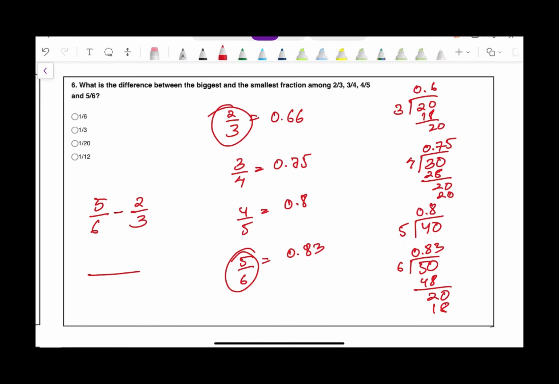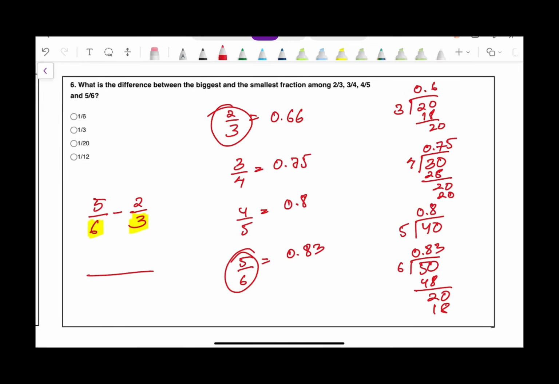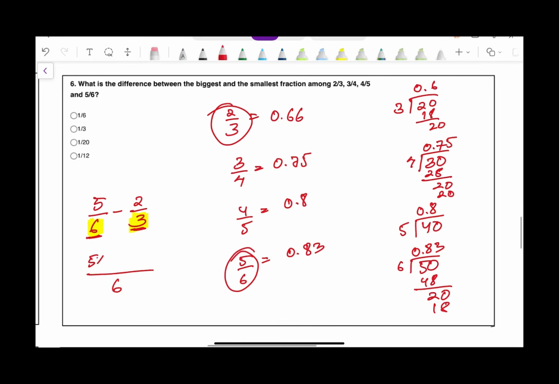If you look here, you have 6 as a denominator here, 3 as a denominator here. So the LCM of 6 and 3 will be 6. Why? Because if the greater number is in the multiplication table of the smaller number, then the greater number will always be the LCM. So 6 is the LCM. 6 times 1 is 6, so 5 minus 2 into 3 times, how much is the LCM? 3 times 2 will give you 6, which is the LCM.